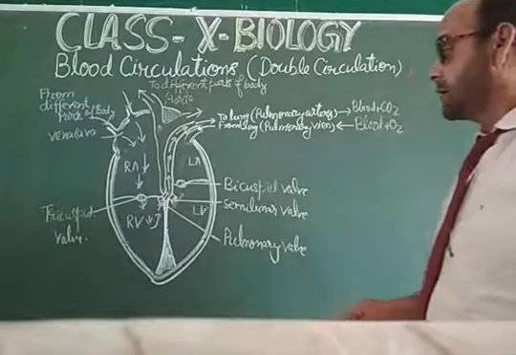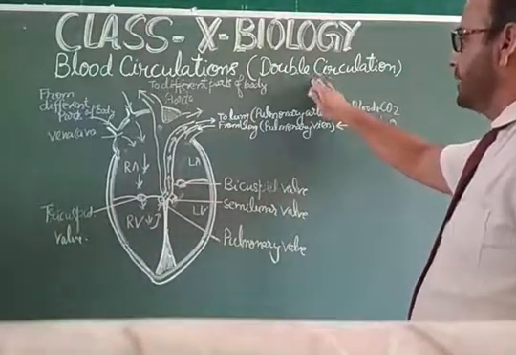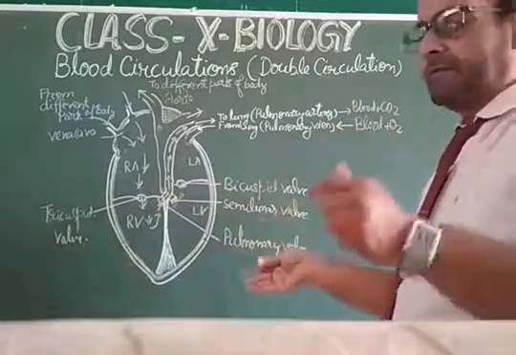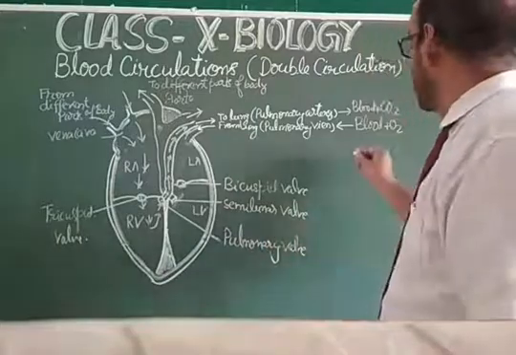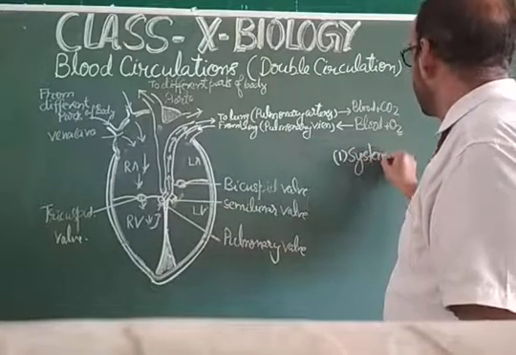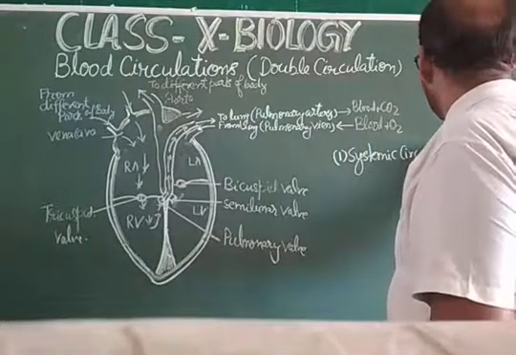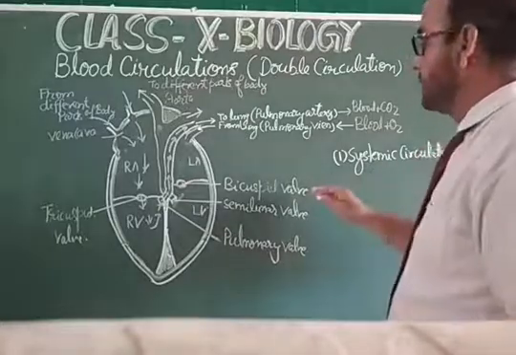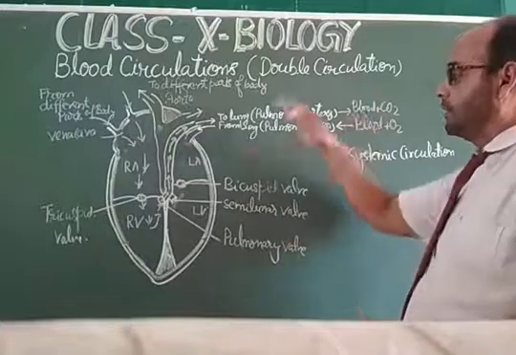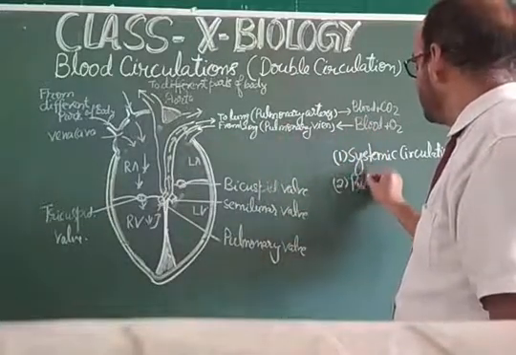blood circulation that is found in the human being. So the double circulation can be defined as the circulation running into the different systems of the body, and that is called systemic circulation. And second, the blood that gets circulated from the heart to the lung and from the lung to the heart is called pulmonary circulation.